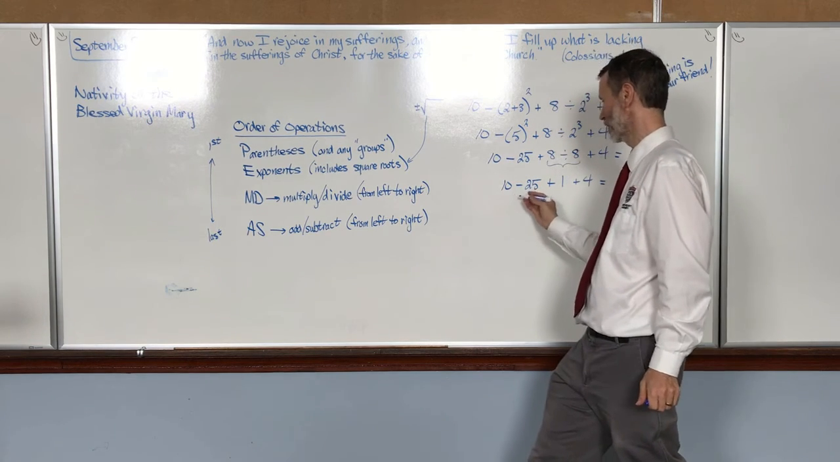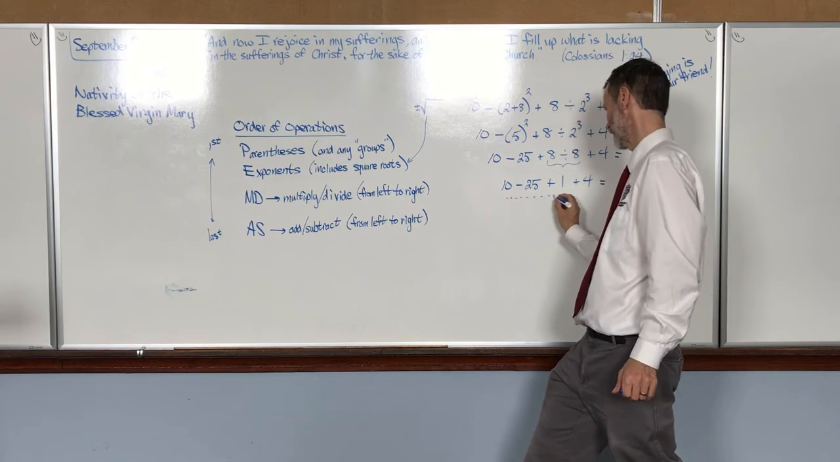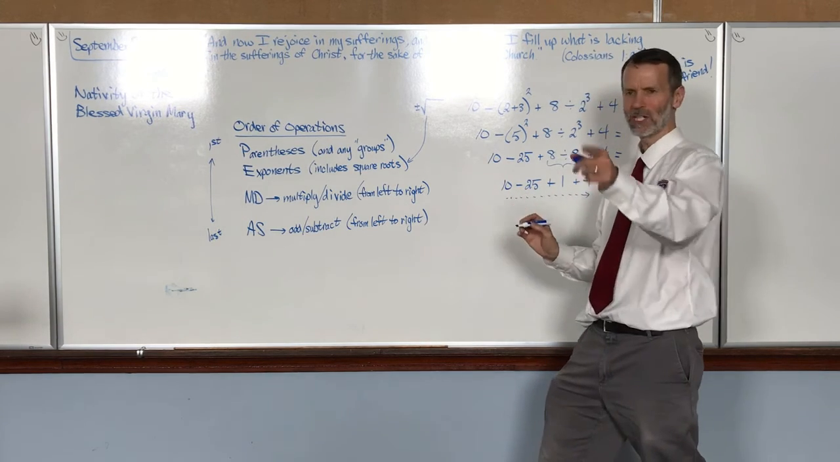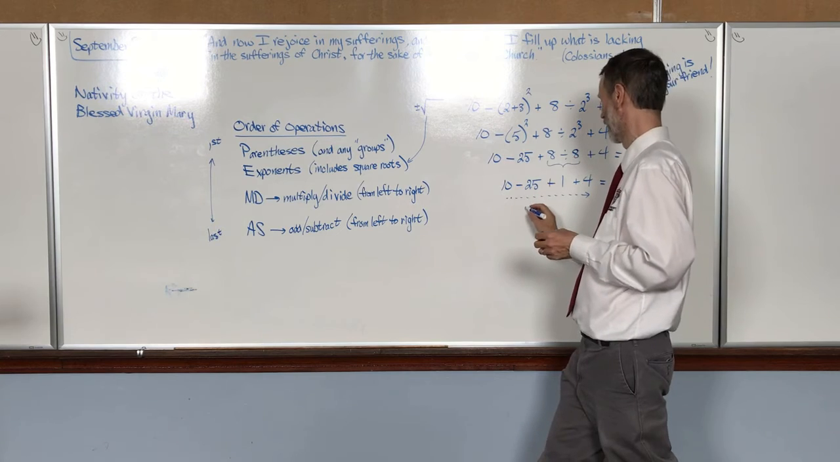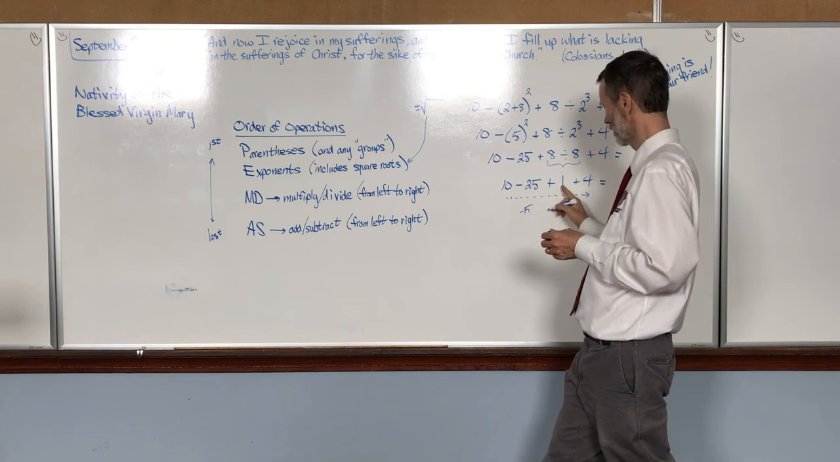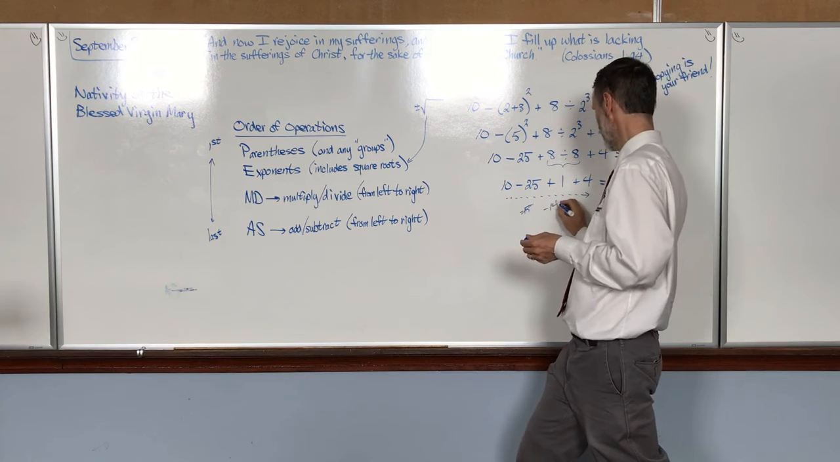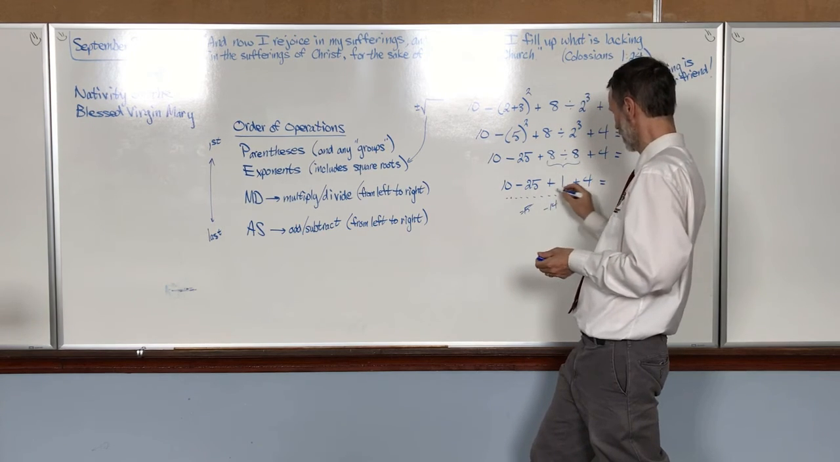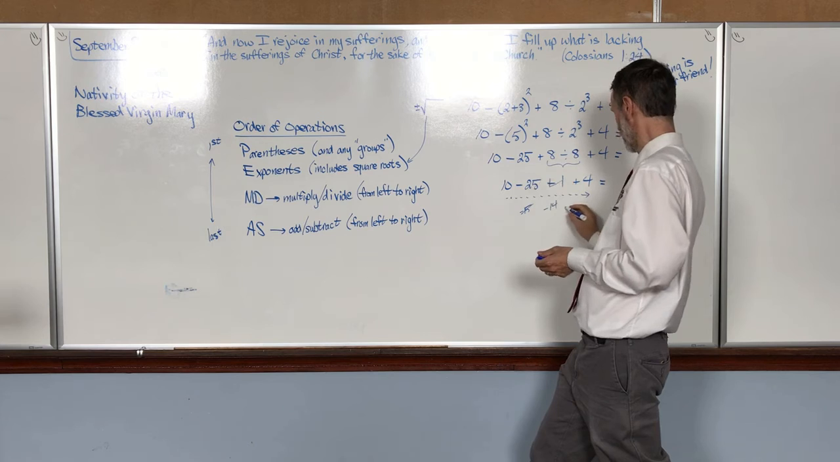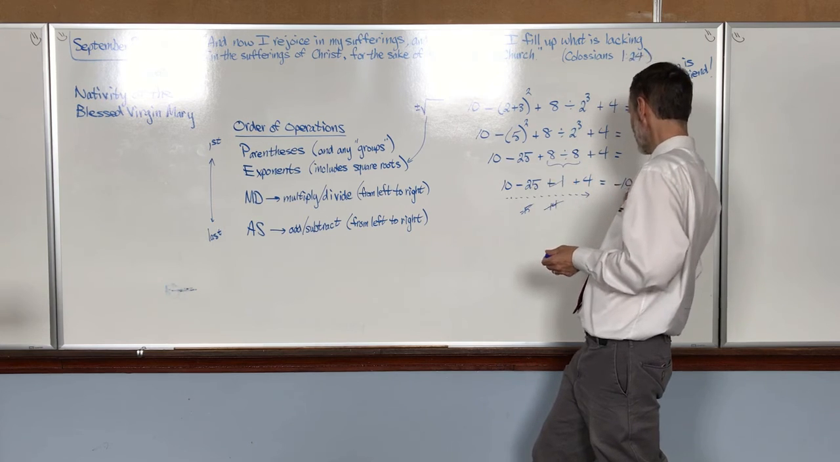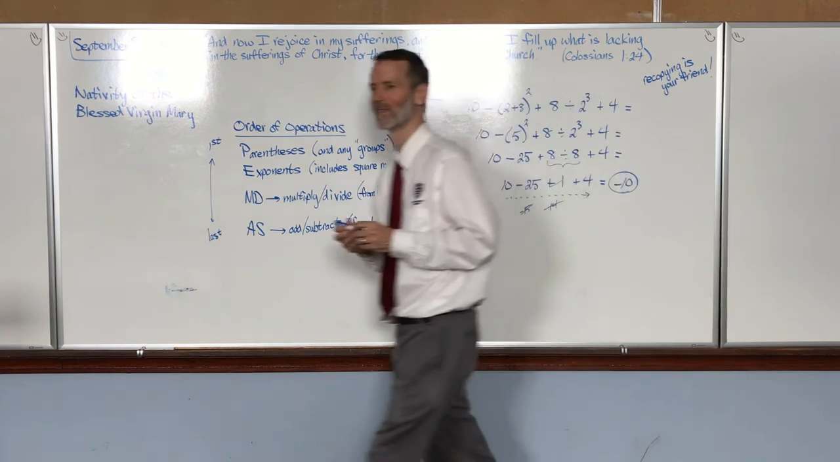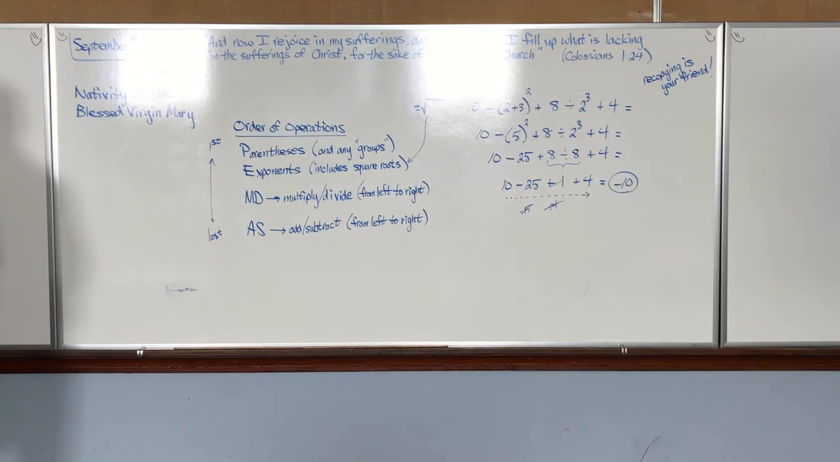In order, I'm just going to do this as a dotted line. What's 10 minus 25? Negative 15. Plus 1? Negative 14, good, because they fight each other. Negative 14. Plus 4? Negative 10. Negative 10. Congratulations, you got it. That's how you do order of operations. Questions?